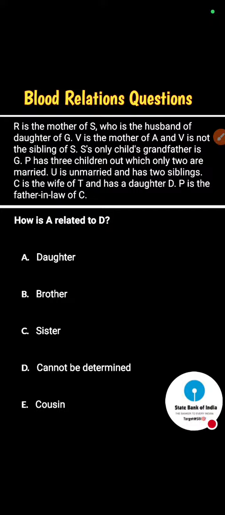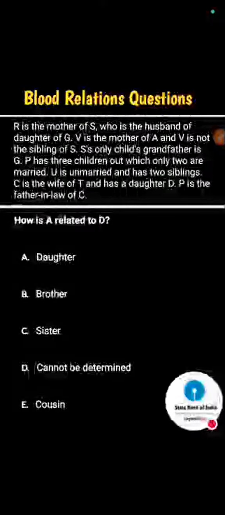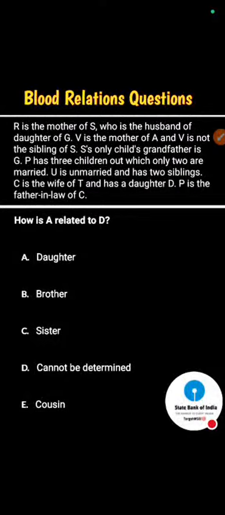And V is not a sibling of S. Okay, that's fine. S's only child's grandfather is G, so the male person. Okay, P has three children, out of which only two are married.